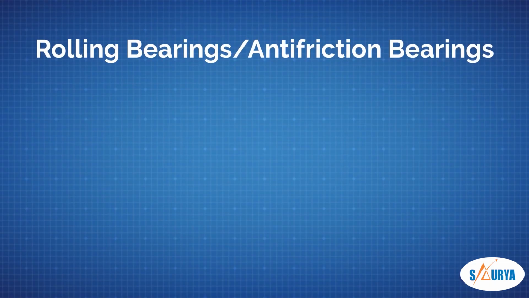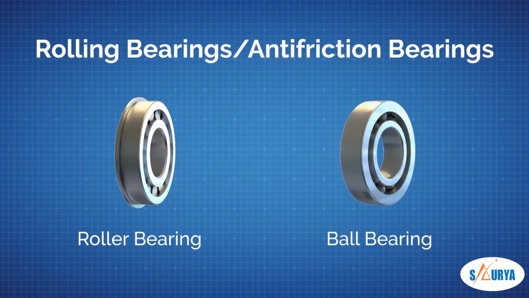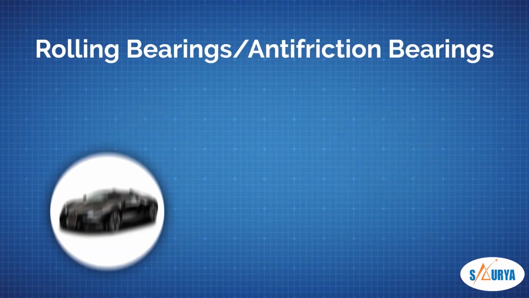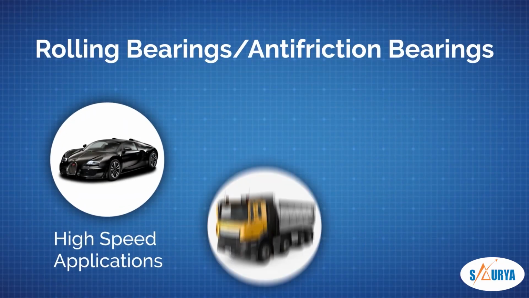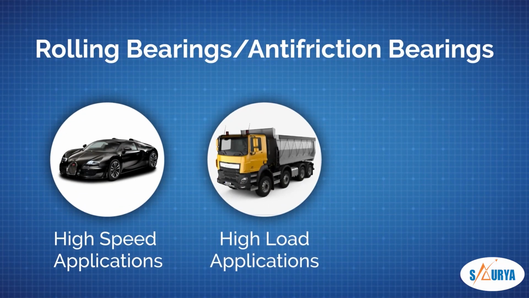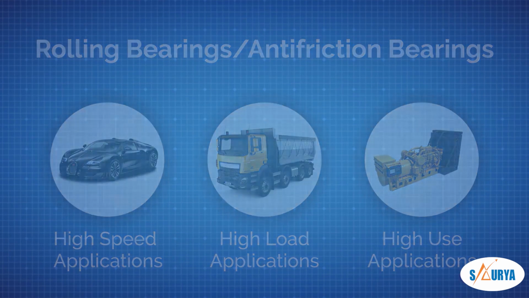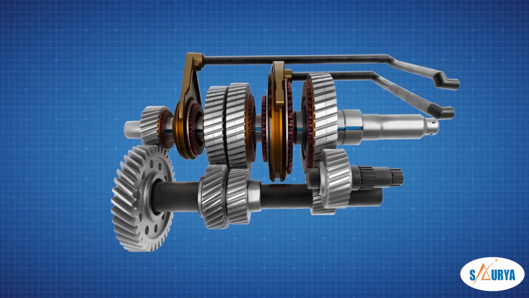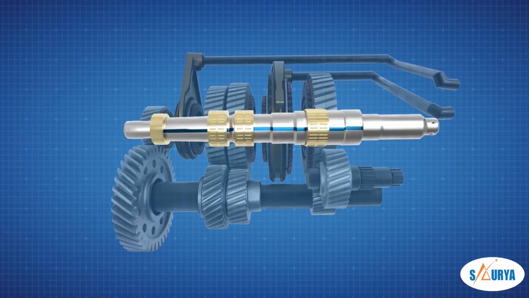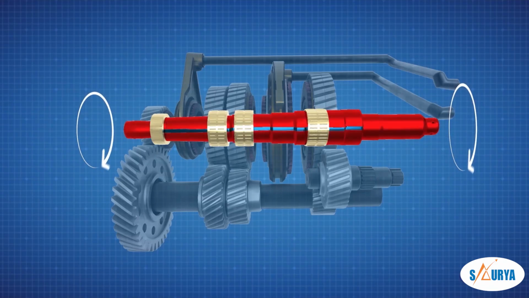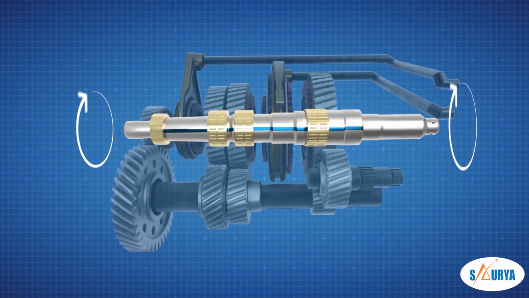Rolling bearings or anti-friction bearings, such as roller bearings, ball bearings, etc., are used in high-speed applications, high load with relatively small bearing surfaces and high use. In a gearbox, a gear rotating on a fixed shaft can have more than one bearing surface. It is supported and held in place by the shaft in a radial direction with the help of the bearings.